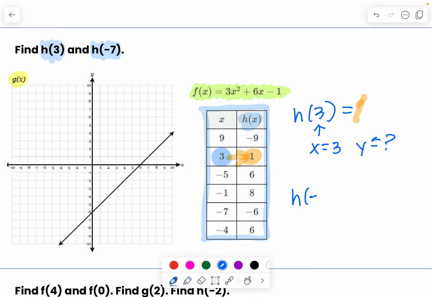Cool. Our next problem says find h of -7. H of -7. Again, I specifically am asking about the table. Again, since there's parentheses on the inside, that means x equals -7. So I just look in the x column. The x column, that's all of these in here, and I found -7. So if I have -7 for the input, the output would be -6.